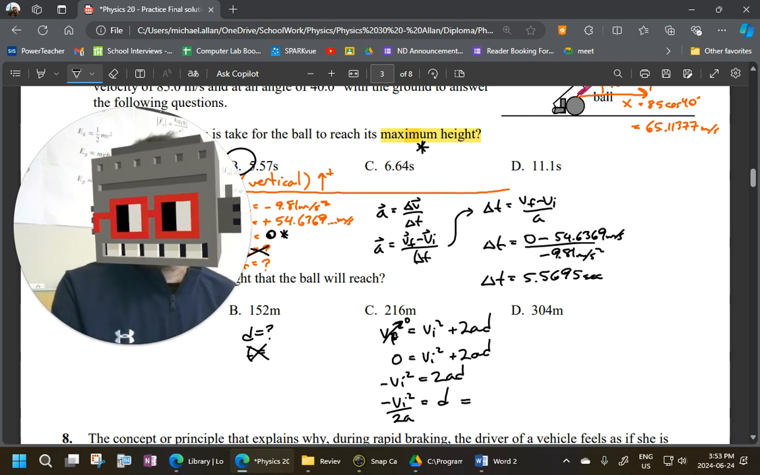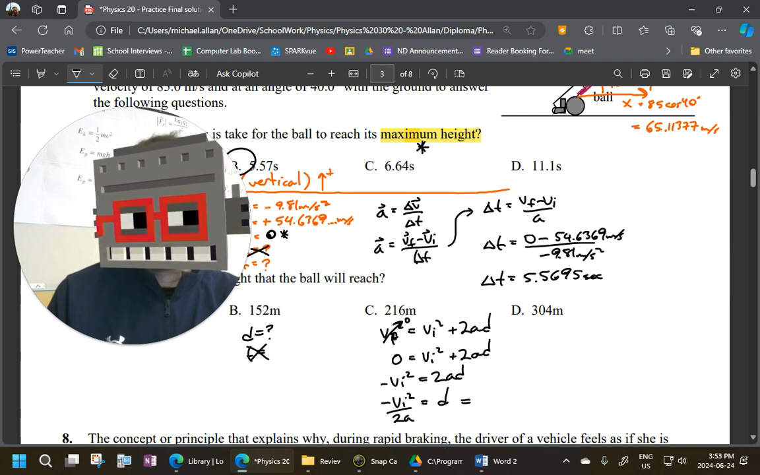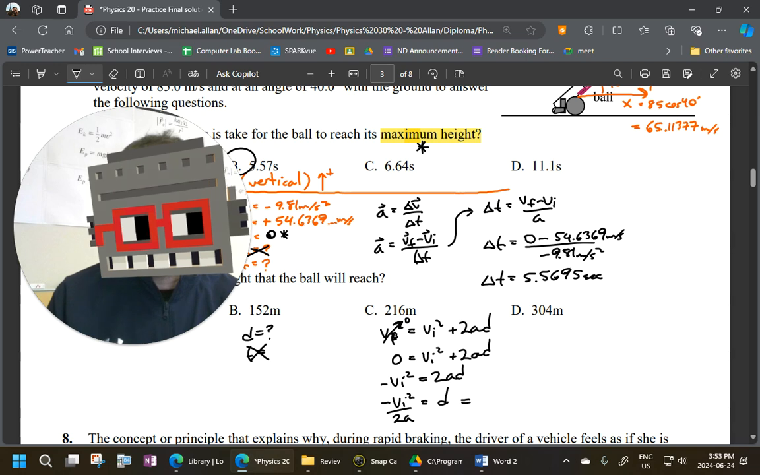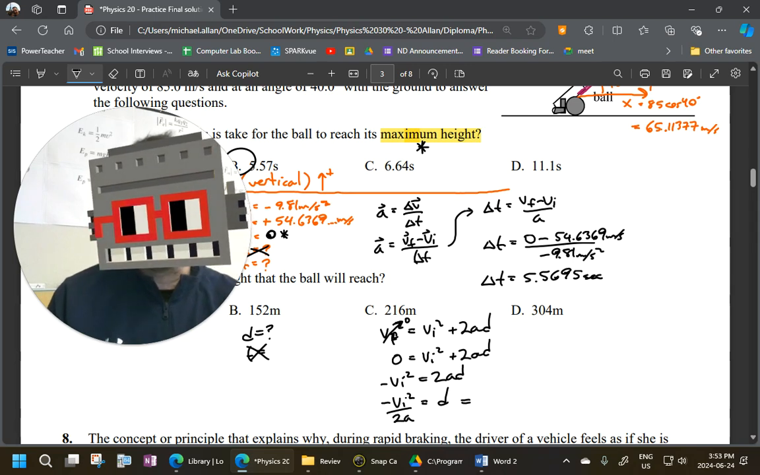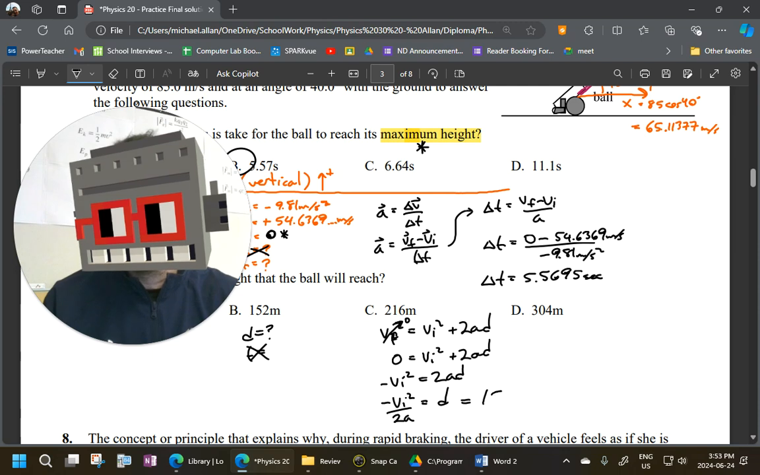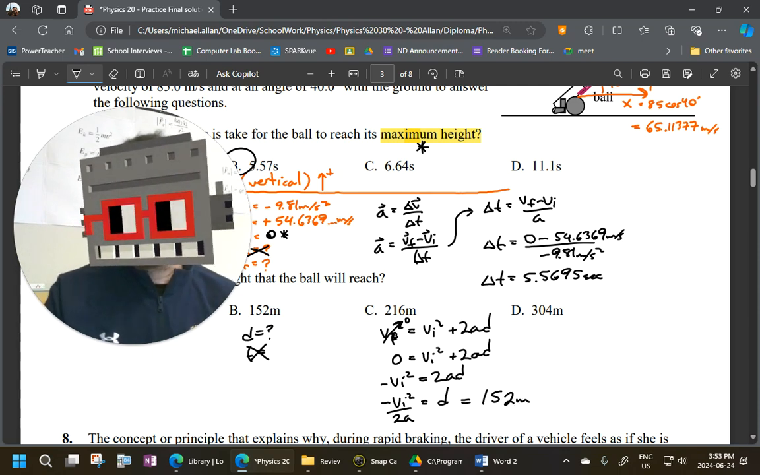So let's go back to my calculator and find that number. It's the 54 number. I'm going to take that number, square it, and divide it by 2 times negative 9.81. Make sure when you divide by 2 numbers, you actually divide by 2 numbers, and you don't just divide by 1 number. And we get 152. So there we go. That's going to be part B.